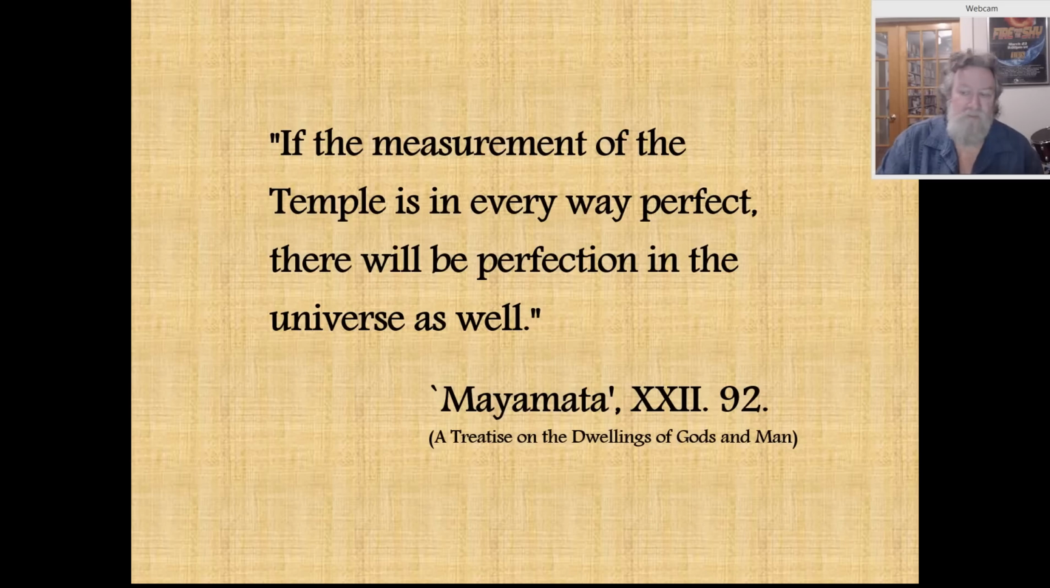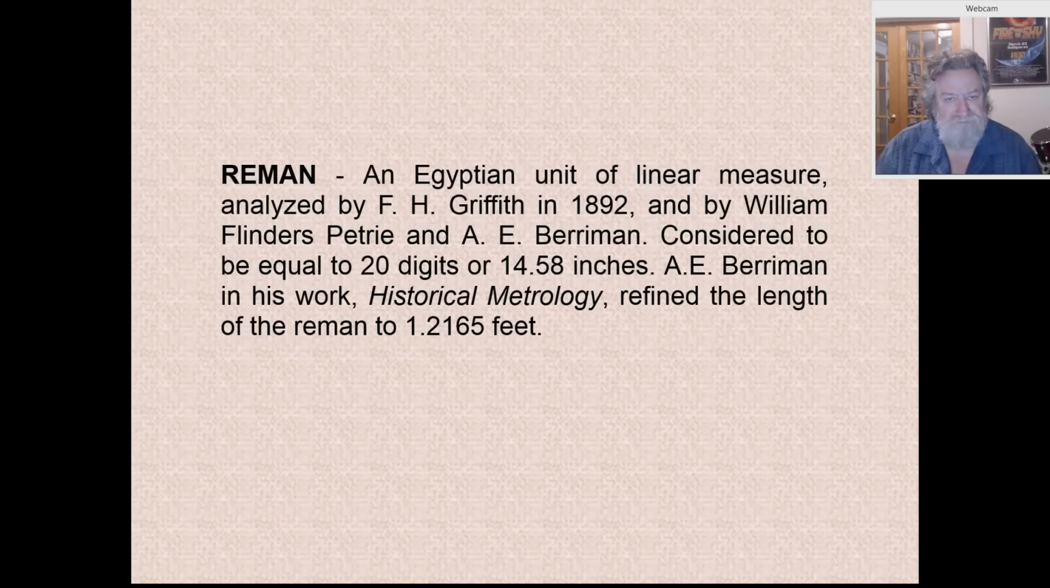And so here we're going to refer back to our discussion of sacred metrology. We're going to look at some of the units of measurement that were used in ancient times. We're going to begin with the one called the remen, which was an Egyptian unit of linear measure, first analyzed by F.H. Griffith in 1892 and by William Flinders Petrie and A.E. Berryman. Considered to be equal to 20 digits or 14.58 inches, A.E. Berryman, in his work Historical Metrology, refined the length of the remen to 1.2165 feet.